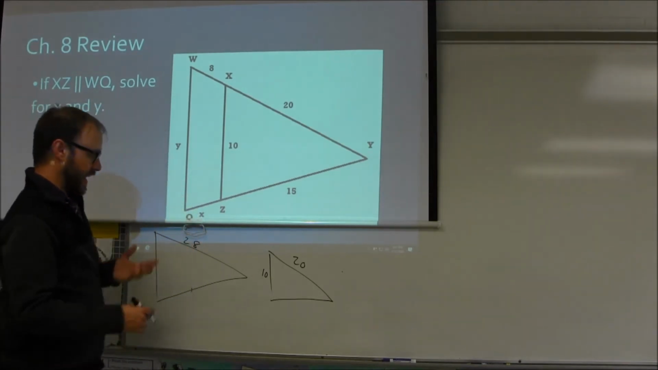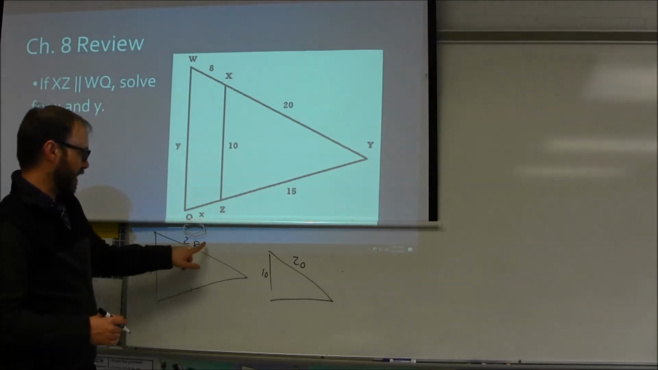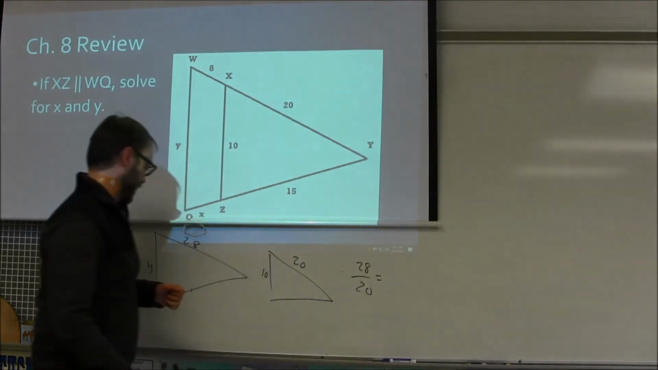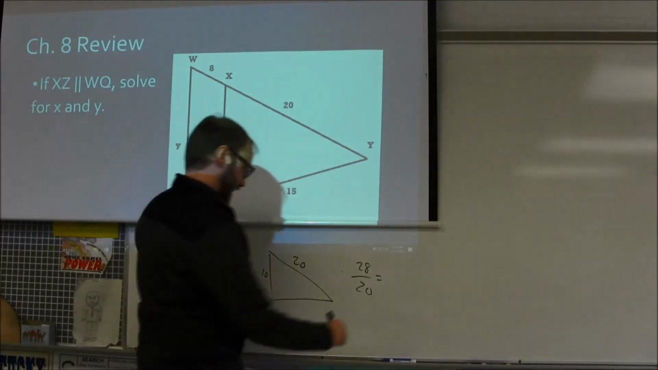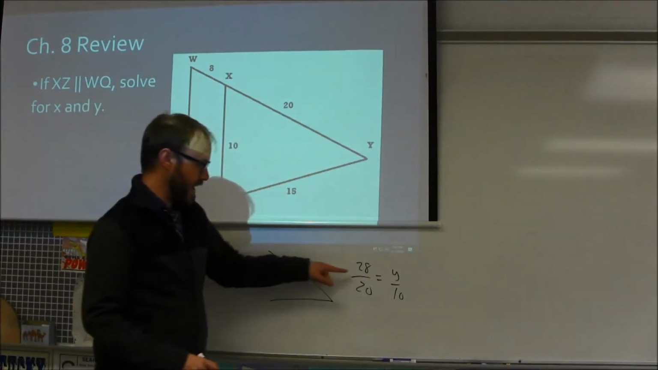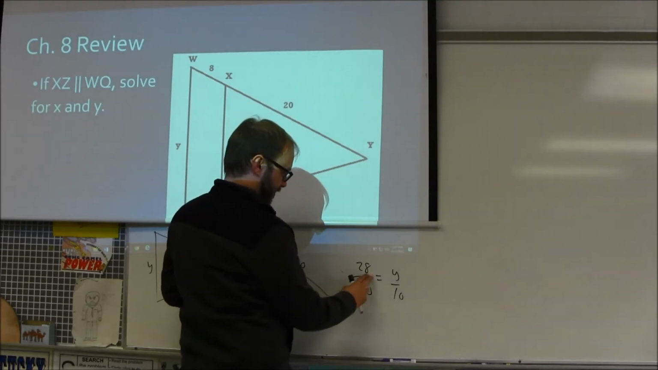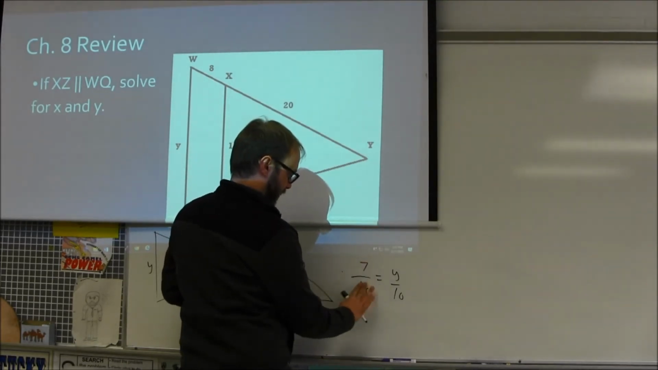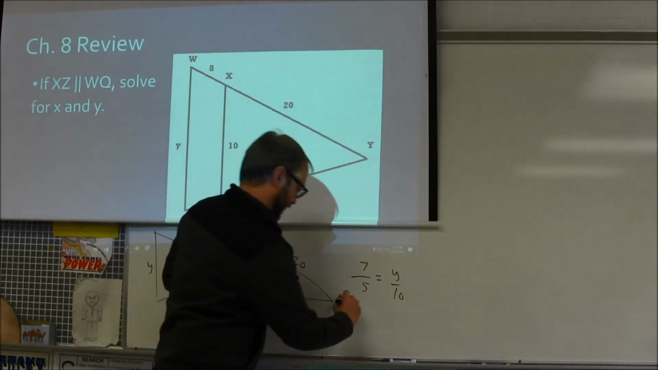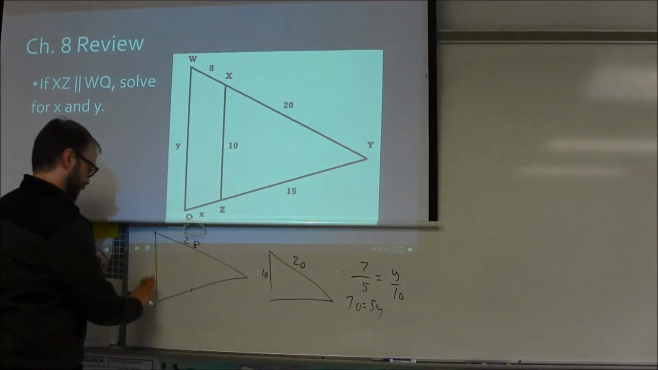If you wanted to be a little bit more careful and set up an actual proportion here, we can do corresponding parts. We've got a scale factor of 28 to 20 from the big triangle to the little triangle, and that would be equal to y to 10 from the big triangle to the little triangle. 28 over 20, if you divide these both by 4, it's going to be 7/5 actually, if you simplify that fraction. And at this point, you can cross multiply. You're going to get 70 is equal to 5y, and y is in fact going to end up being 14.